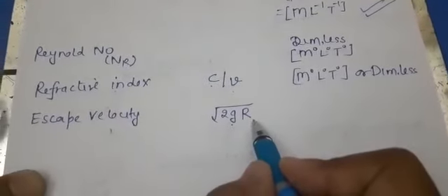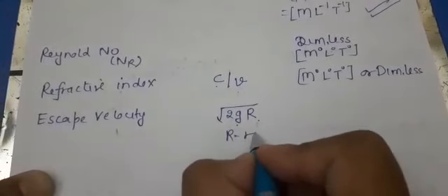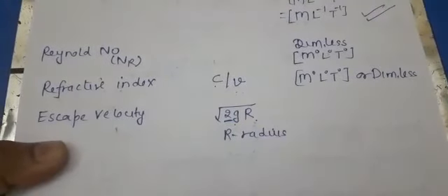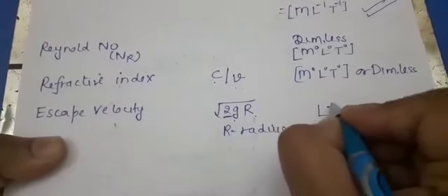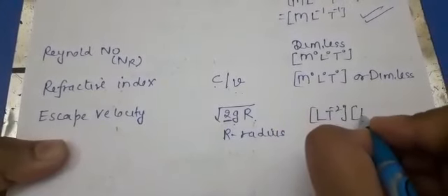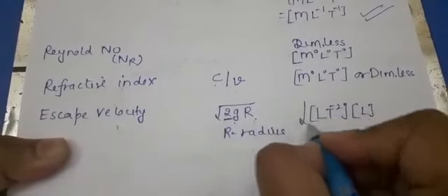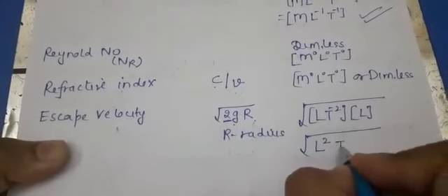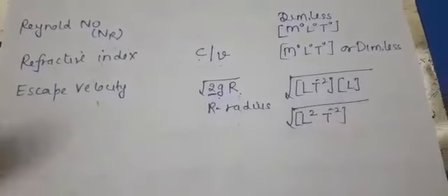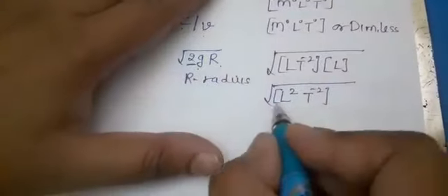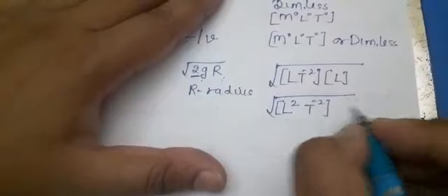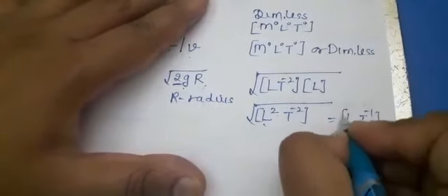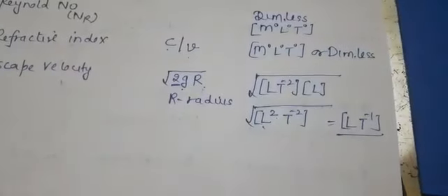Symbolically it is clear: R is radius, g is acceleration due to gravity. So now substitute the values. 2 is a constant, no dimension formula. g is LT^-2 and R is L. Within the under root, again solve it: L^2 T^-2. Now outside the under root sign, when we take it, this will be L^2, so outside it will be L and it is T^-1. So this will be the dimension formula for escape velocity.